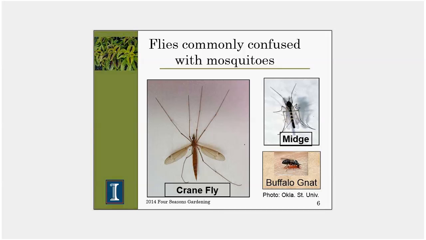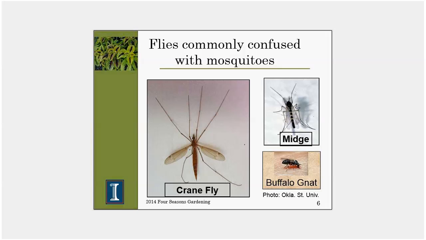Generally, midges can be separated easily from mosquitoes in that when they're sitting, they're much flatter to the surface they're sitting on than a mosquito is. They don't stand up as high. They bend their legs and crouch down a little bit more.